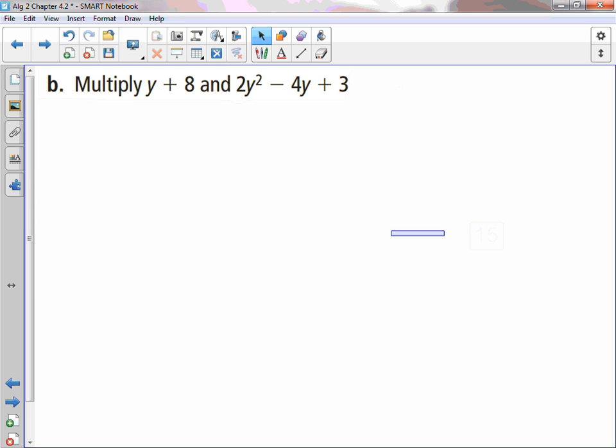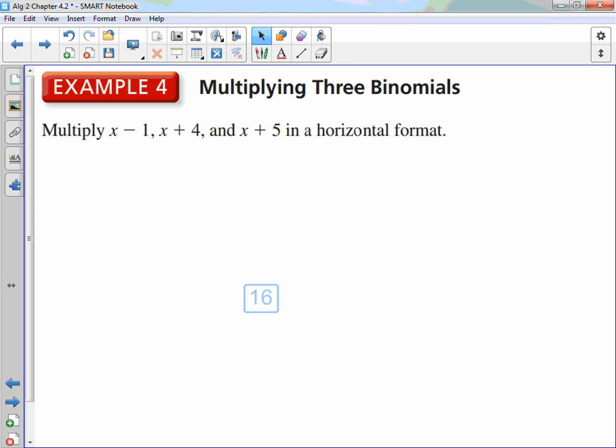Okay. So any questions on multiplication? We good with this here, yes? Okay. Another example of multiplication? Let's do this one. Multiply x minus 1, x plus 4, and x plus 5 in a horizontal format.